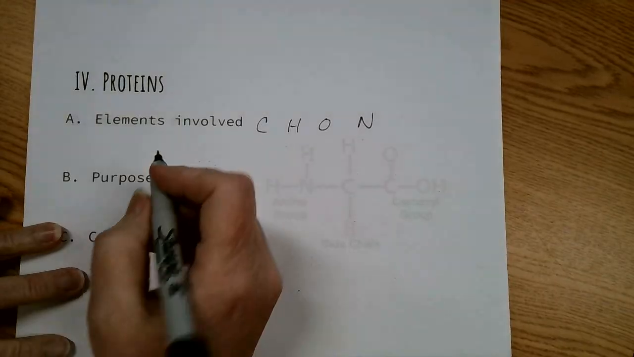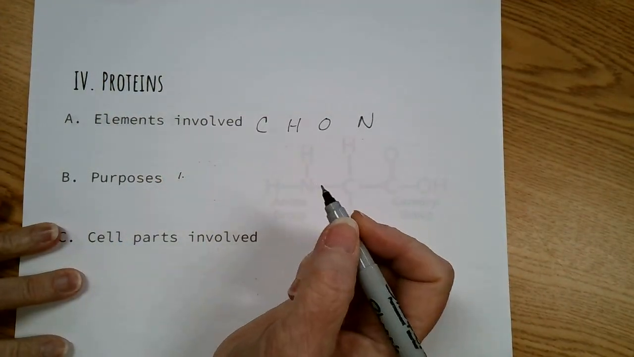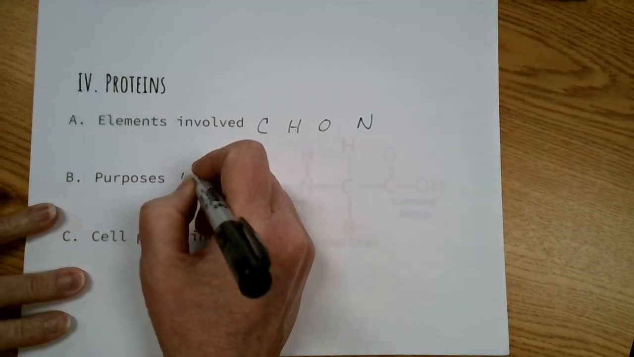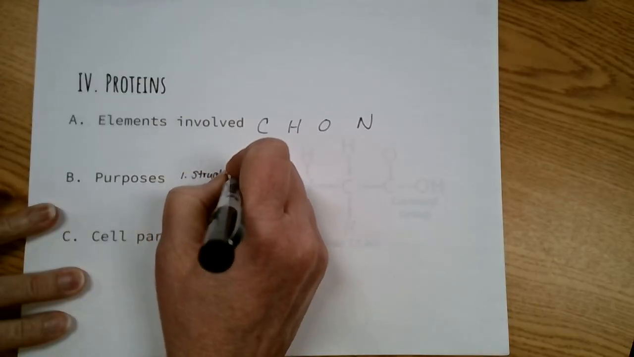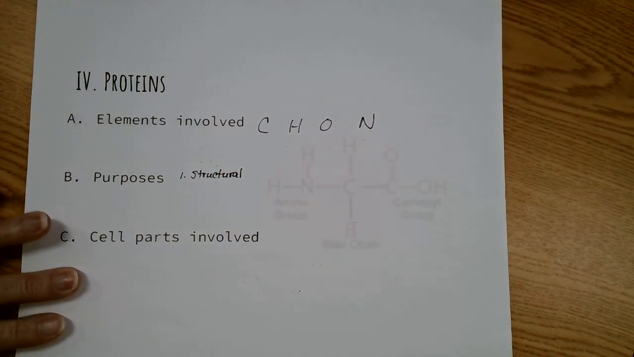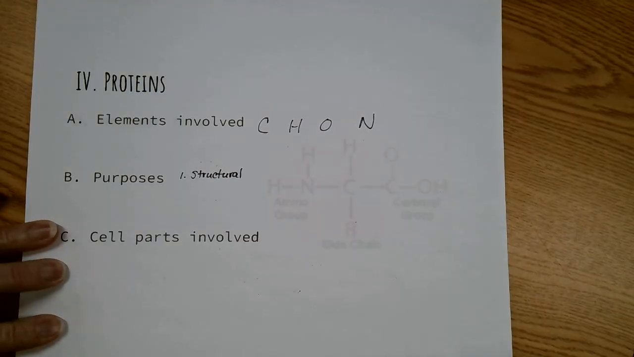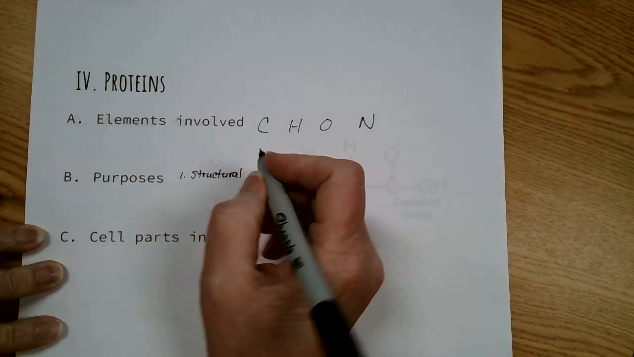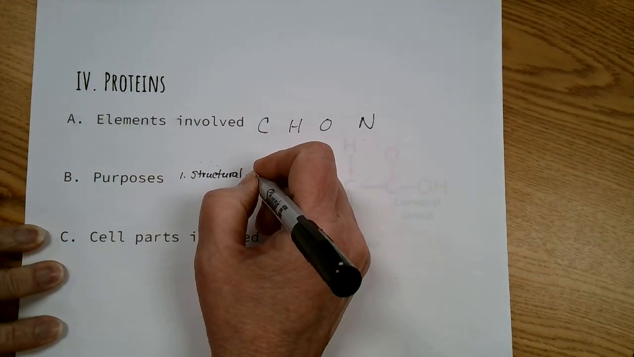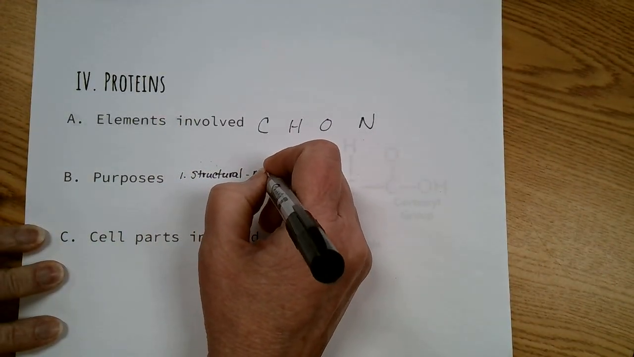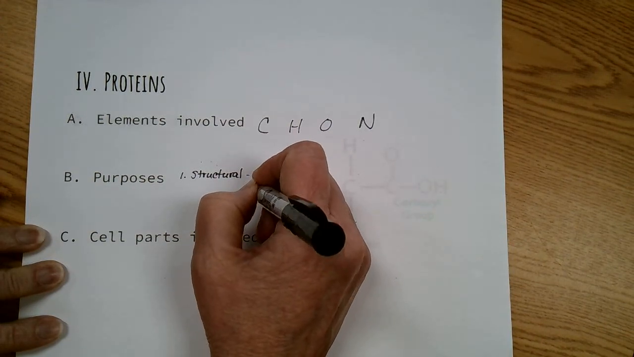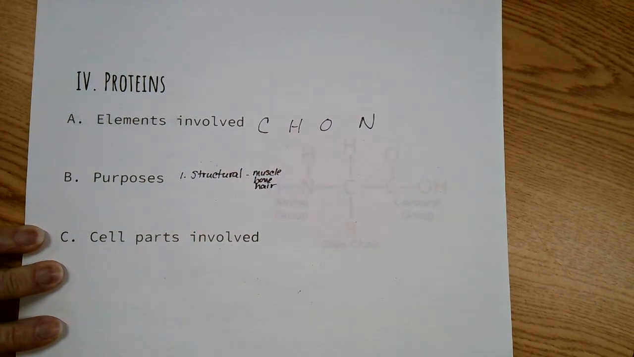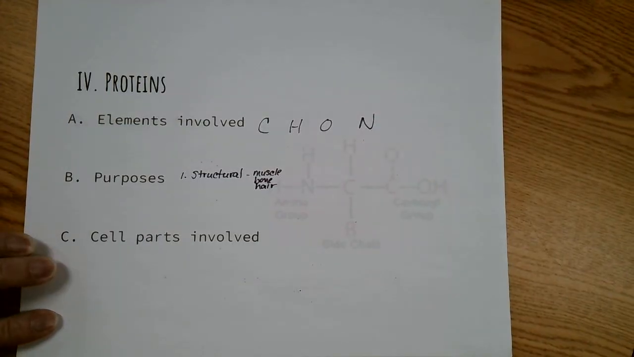You ready? First and foremost is what you're probably familiar with. They're responsible for structural components. Structural components like your bones and your skin and your muscles and your nails and your hair. Let's just write a couple of those. Let's write muscle, bone, and hair. So those are some of the structural components.